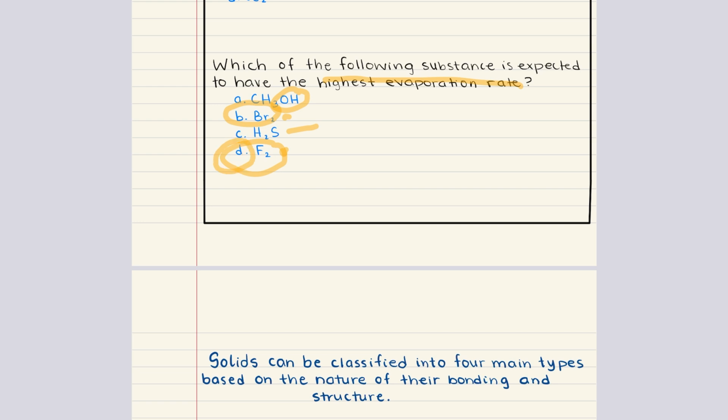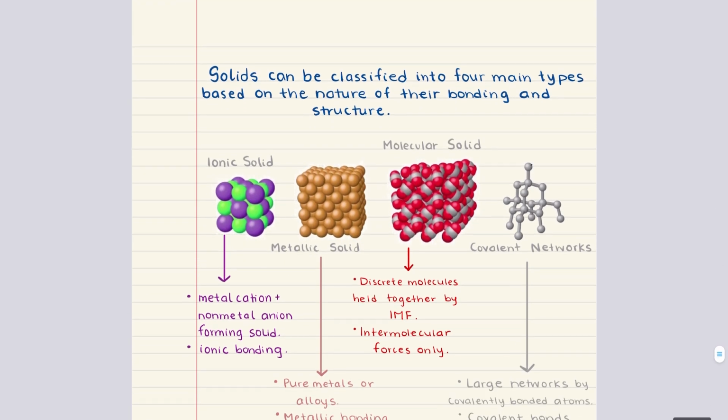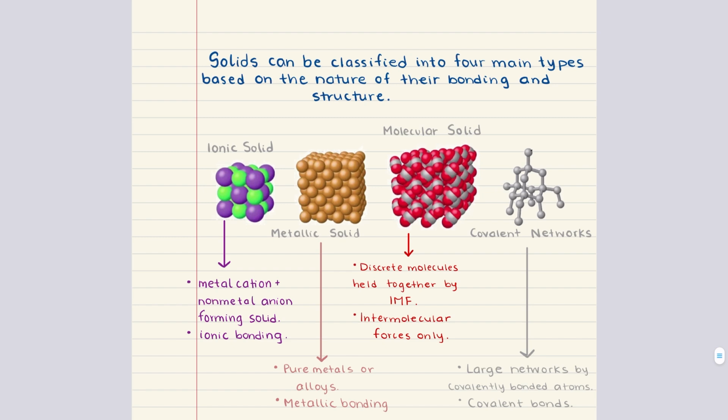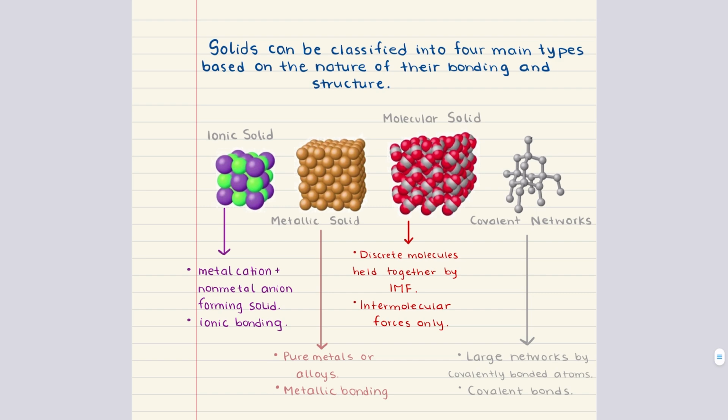With that, we move into our final topic for this lecture, which is all about solids. Solids can be classified into 4 main types based on the nature of their bonding and structure. We have ionic solids, metallic solids, molecular solids, and covalent network solids. The type of bonding within a solid directly affects its physical properties, including melting point, hardness, and conductivity.